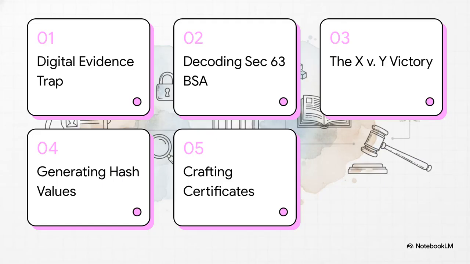So, here is our game plan for today. We'll start with the digital evidence trap. Next, we'll be decoding Section 63 of the BSA. Then, we're going to look at the massive X versus Y victory. After that, we'll talk about generating valid hash values. And finally, we'll go over crafting your very own self-certificate.